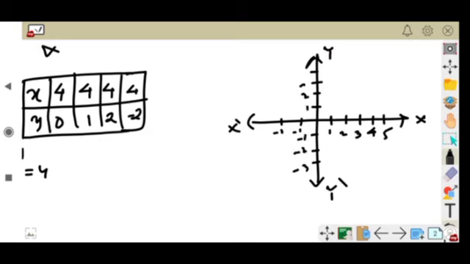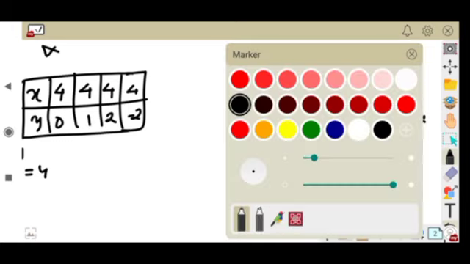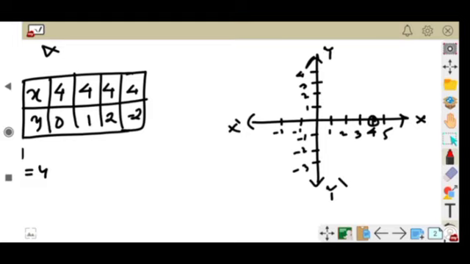When x is 4, y is 0, that means it indicates this point. Let me change the color. When x is 4, y is 1. It might be here. When x is 4, y is 2. So it will be again here. So like that, when x is 4, y is minus 2.